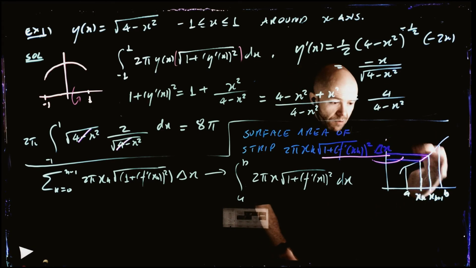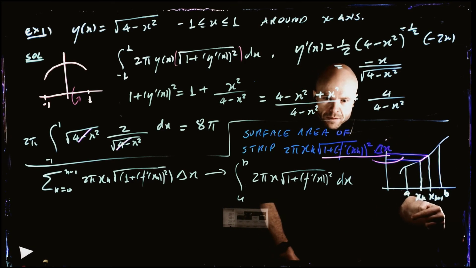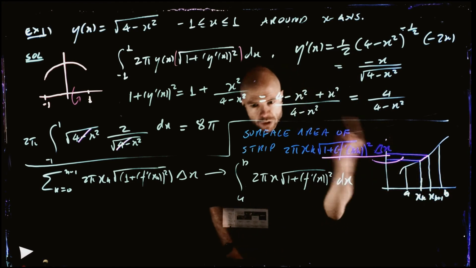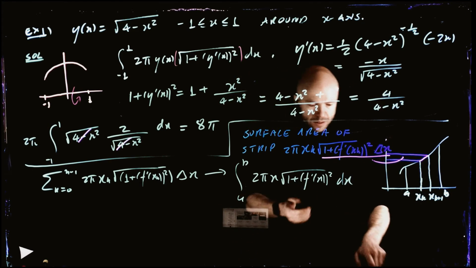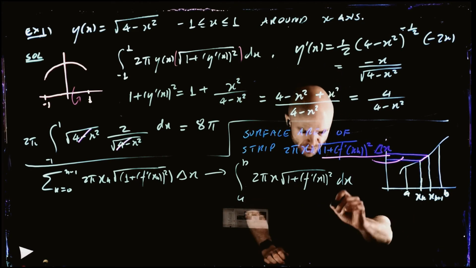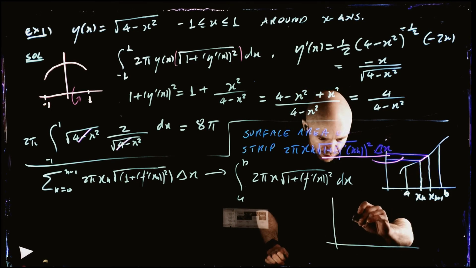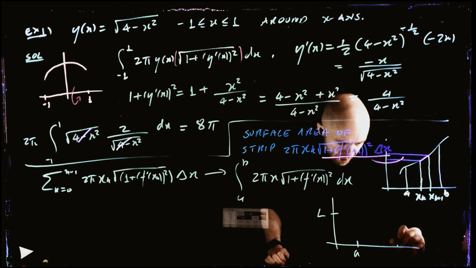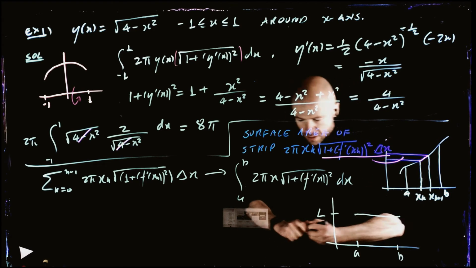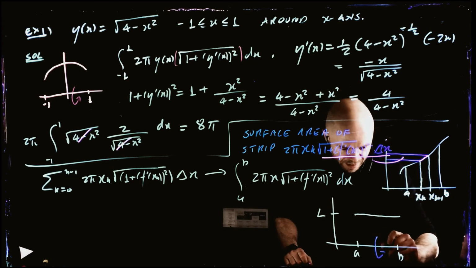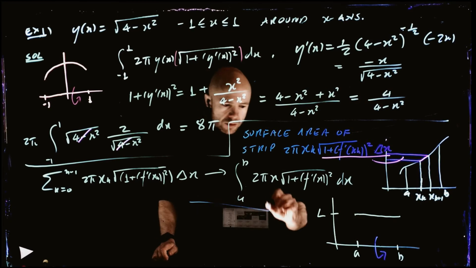If we rotate around the y-axis, sorry, if we rotate around the x-axis, like I'm doing now, we get a completely different answer than when we rotate around the y-axis. Just consider the special case of a constant function. When we have a constant function whose height is L, and we go from A to B, what do we get when we rotate around the x-axis?